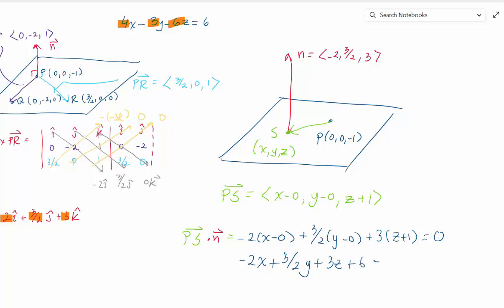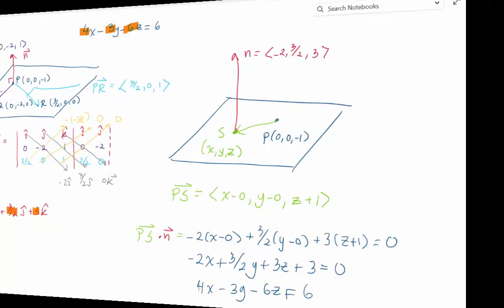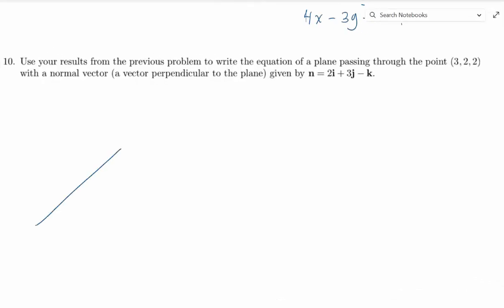It's not quite what we have up top in the original problem, but if you multiply everything through by -2, which just scales it but doesn't change the plane, you get 4x minus 3y minus 6z. And if I move that over, actually, sorry, I jumped the gun here. This is 3. And then if I move it over, that's going to equal 6. Okay, so just as advertised. So that's exactly what problem 10 is asking me to do.